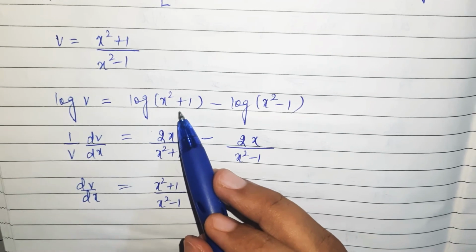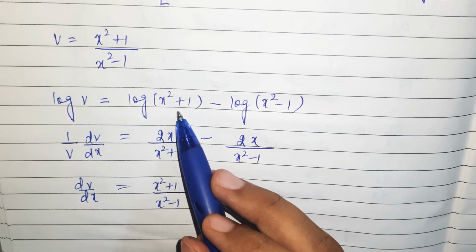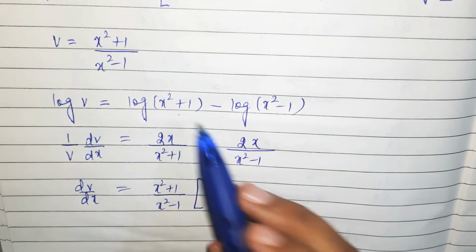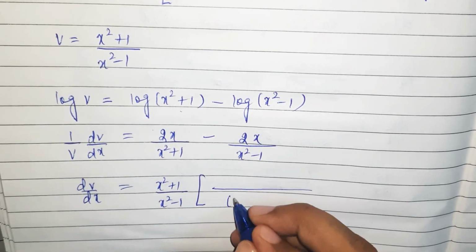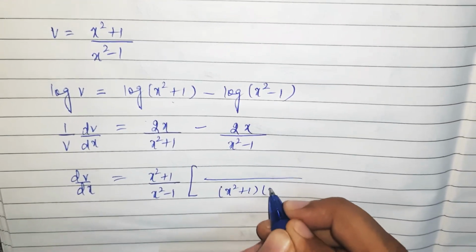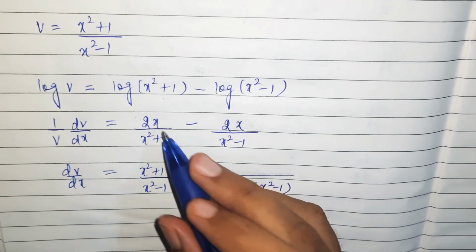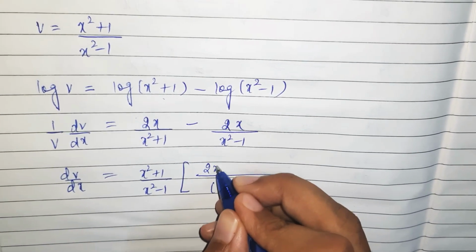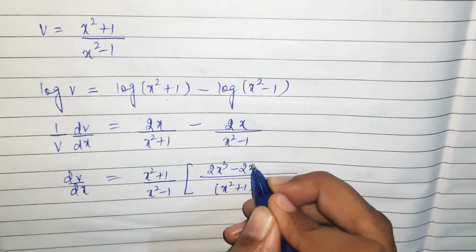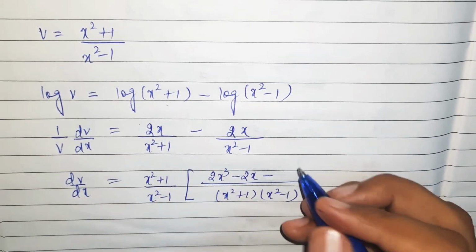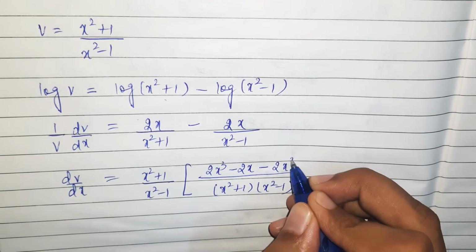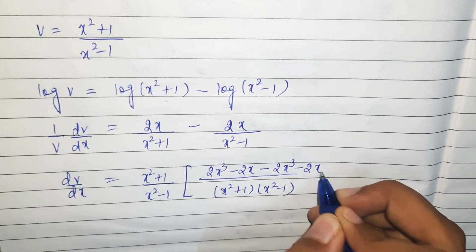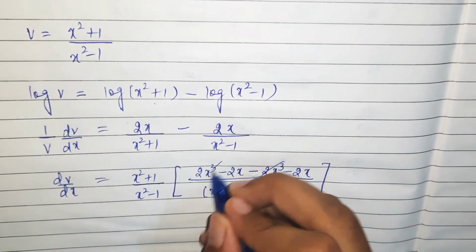This is 2x, and here I am also getting 2x. So after getting 2x, now take the LCM here. That will be better: x square plus 1, x square minus 1. So this is 2x into this. So what am I getting? 2x cube minus 2x. Then minus 2x into this, minus 2x cube minus 2x. So this will cancel out.